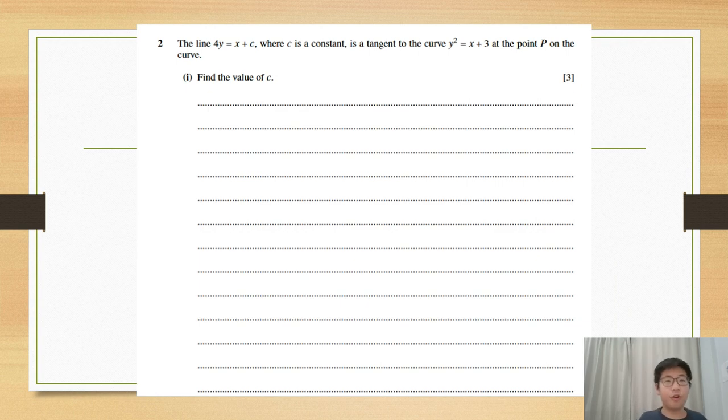Question 2. The line 4y, where c is a constant, is a tangent to this curve. So, this question is certainly coordinate geometry because we have a line and a curve. And besides, it's also a quadratic type question where we have a quadratic, almost, and a line. So, we calculate in terms of x. So, x equals 4y minus c. Or, if we put it another way, y equals (x plus c) over 4. So, ((x plus c) over 4) squared equals x plus 3.